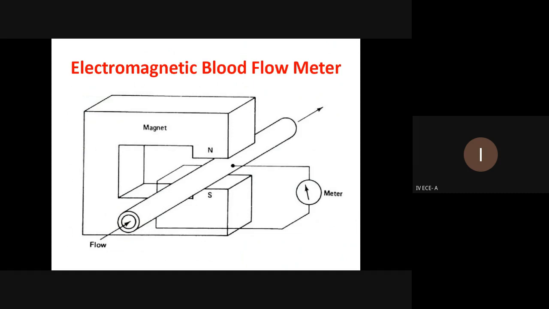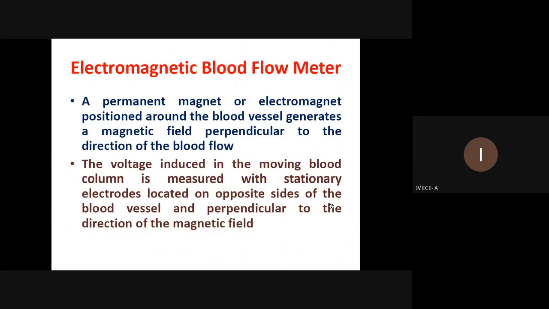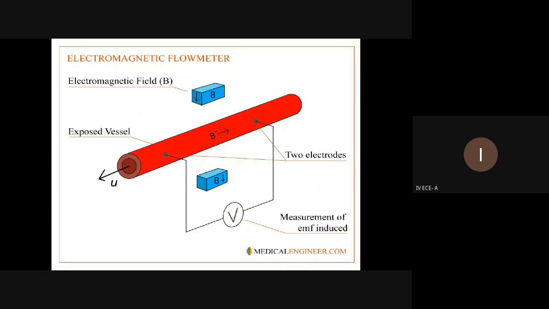A permanent magnet is placed around the blood vessel, and it generates a magnetic field perpendicular to the direction of the blood flow. The voltage induced in the moving blood column can be measured with the help of stationary electrodes placed on the opposite sides of the blood vessel and perpendicular to the magnetic field. So this is the general setup of a blood flow meter.